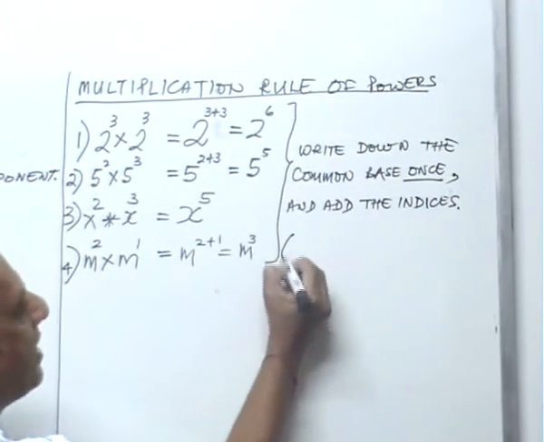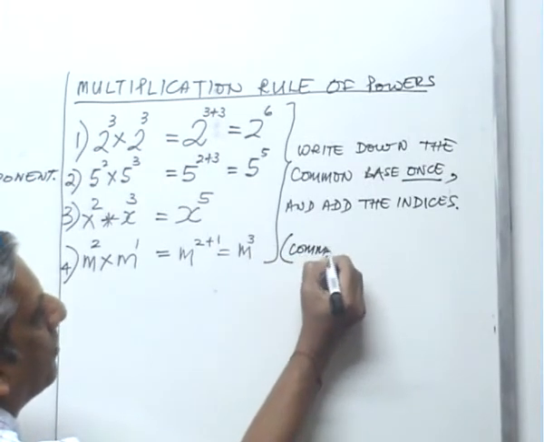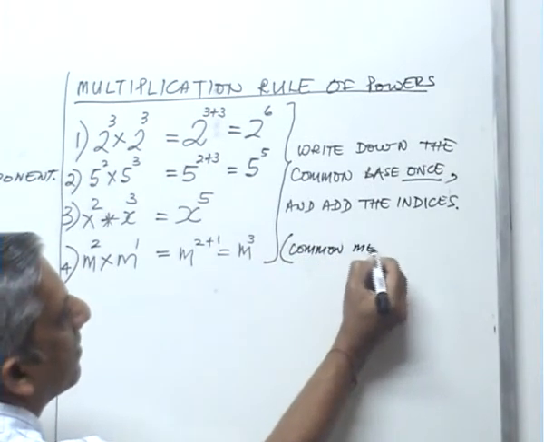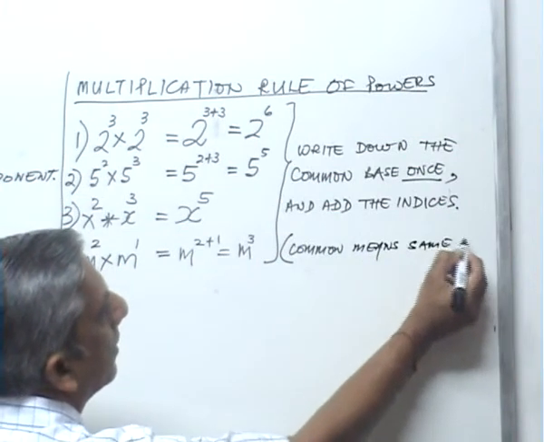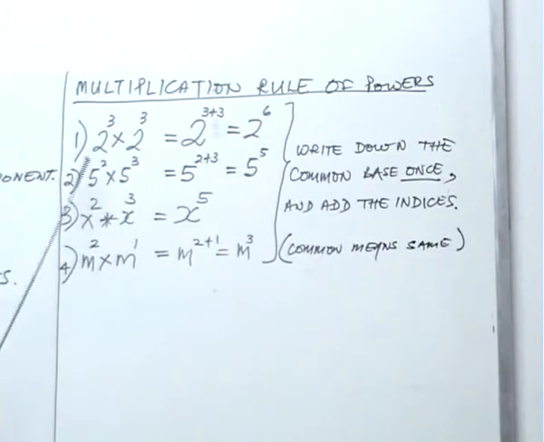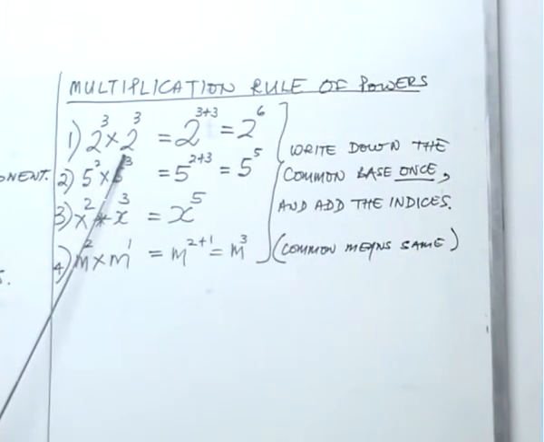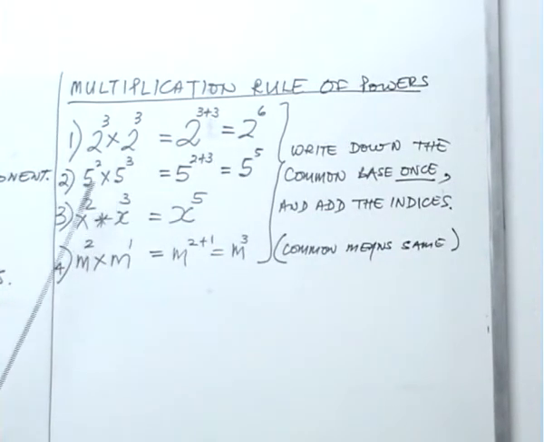Now, common in maths here means same. So you see, the bases must be exactly the same. But we don't say same in maths, we say the bases must be common. So that's the multiplication rule. If I ask you what is the multiplication rule of powers, you just tell me, write down the common base once and add the indices.